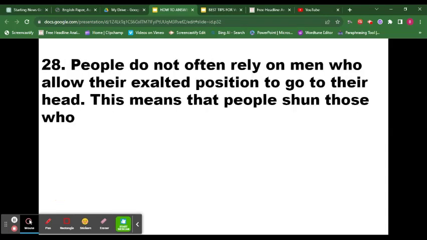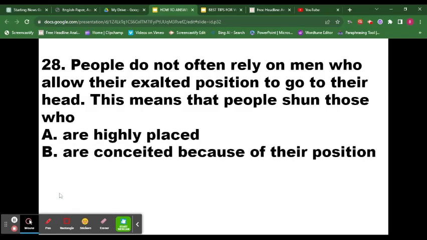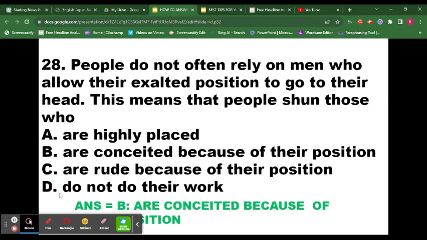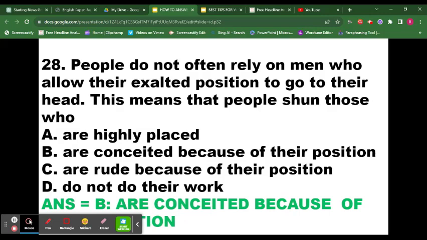Okay. Now, moving on to question 28, people do not often rely on men who allow their exalted position to go to their head. When something goes to your head, you become arrogant. This means that people shun those who A, are highly placed, B, are conceited because of their position, C, are rude because of their position, D, do not do their work. Of course, the answer is B, are conceited because of their position. When you are conceited, you seem to have a very proud opinion of yourself.